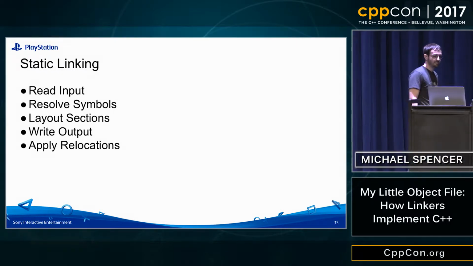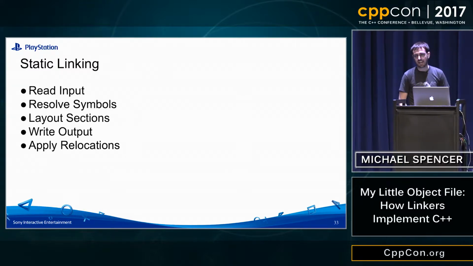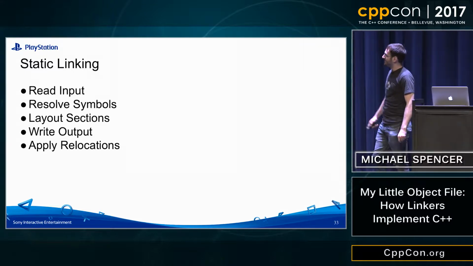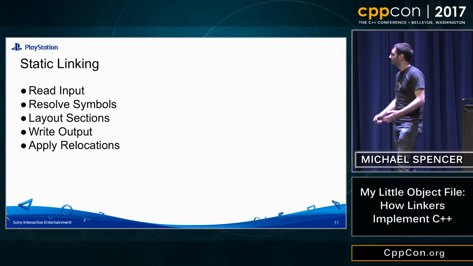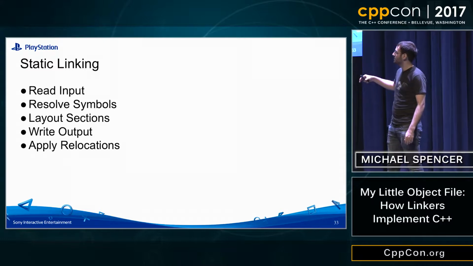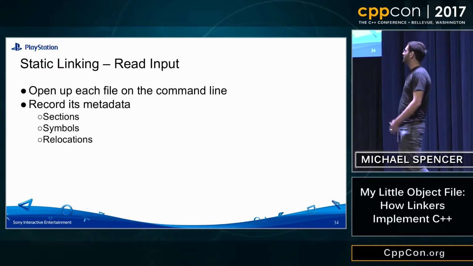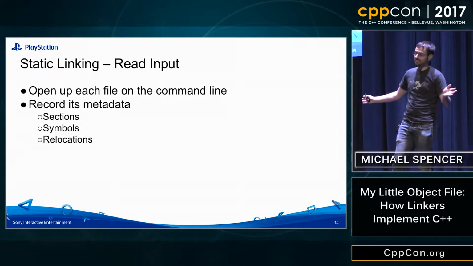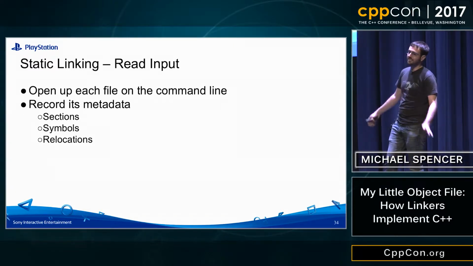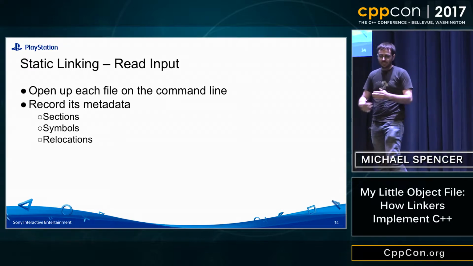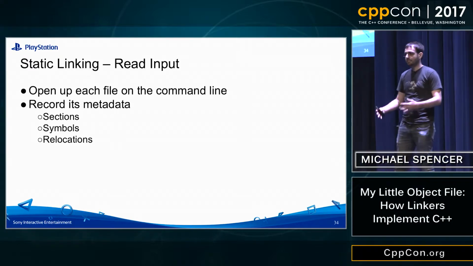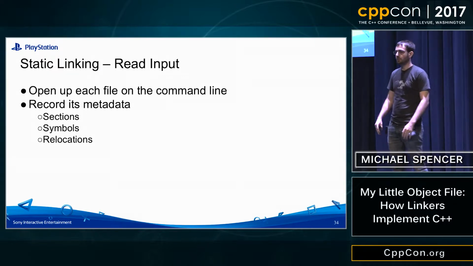So I'm going to explain how static linking works at a very high level. There's a lot of details that go into this that make our ideal linker not actually work that way. But you basically have five steps: read input, resolve symbols, layout, write, and apply relocations. So first we read your input. You open up every file on the command line and record all the metadata: the sections, symbols, and relocations. And for archives, or static libraries, you just record the symbol table.